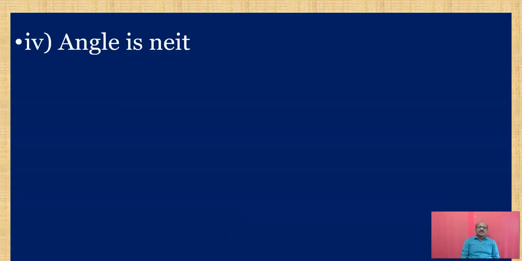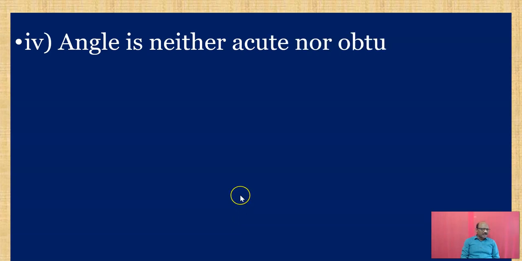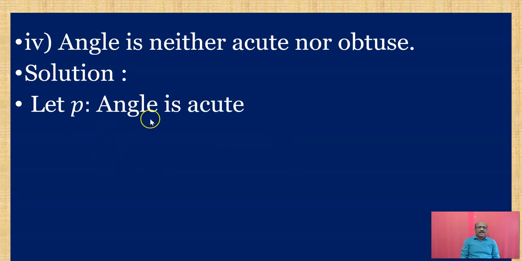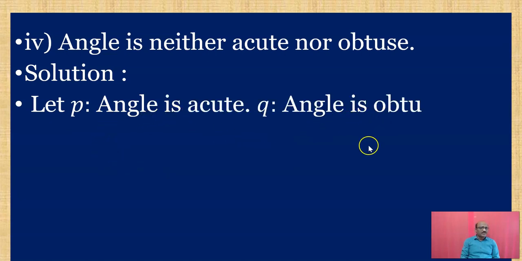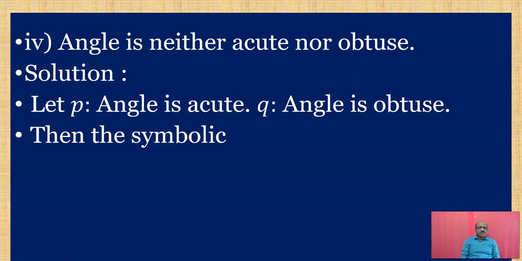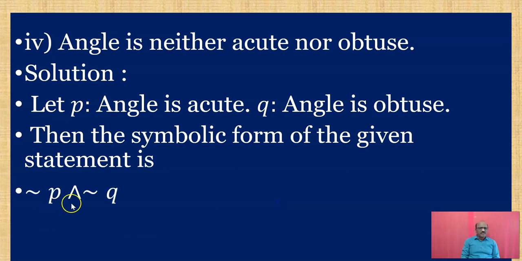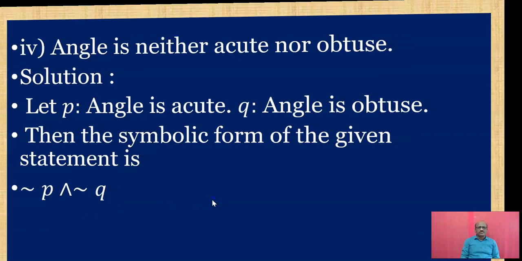Next is angle is neither acute nor obtuse. Okay, neither nor. Therefore, P, angle is acute and Q, angle is obtuse. But there is a neither and nor. Therefore, we take here negation of P and negation of Q. The symbolic form of the given statement is negation of P and negation of Q for the neither nor.